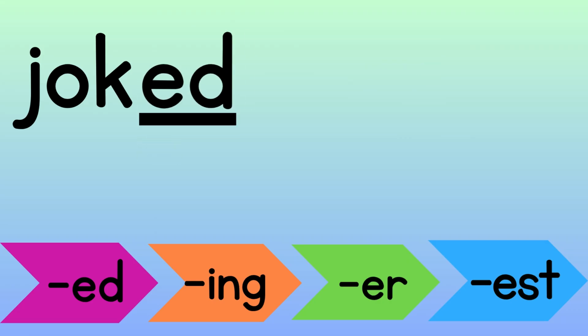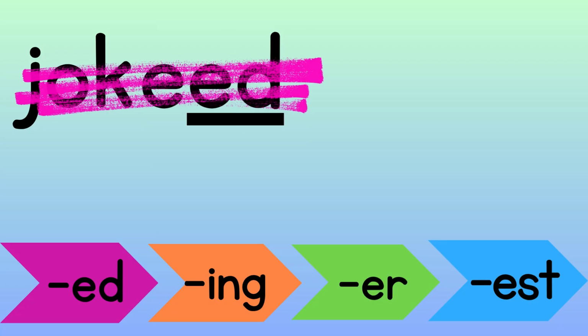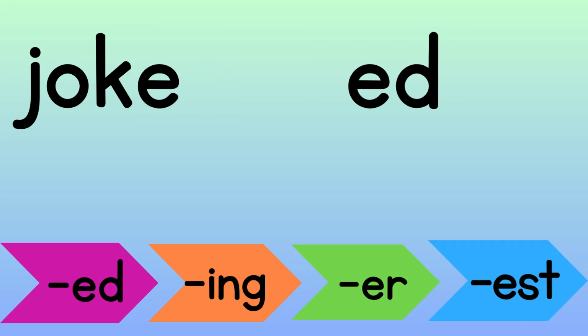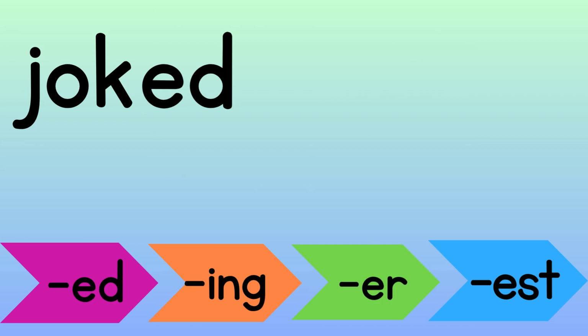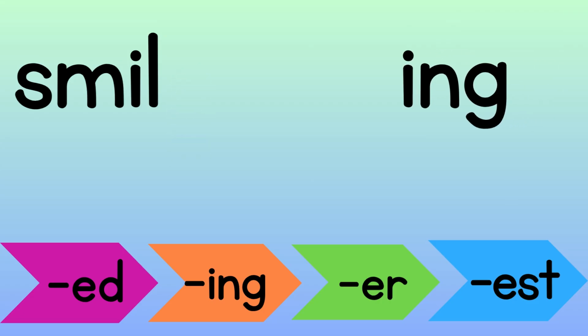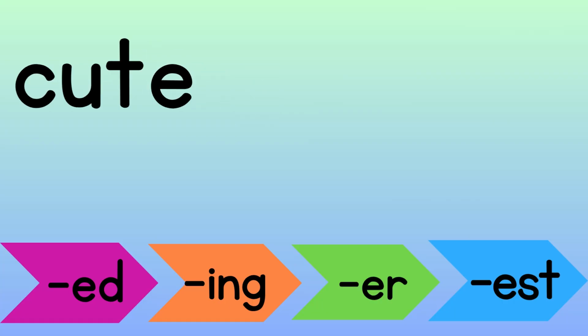If we kept that E and then we also added ed, that wouldn't look right. Now some of you might think, well, you just add a D instead, but it helps us stay consistent with the rule if we think of it as dropping the E and then adding the ed. Let's look at smile. If we change it to smiling, we drop the E and then we add ing. Here is cute. Let's make it cuter. So we drop the E and then we add er.